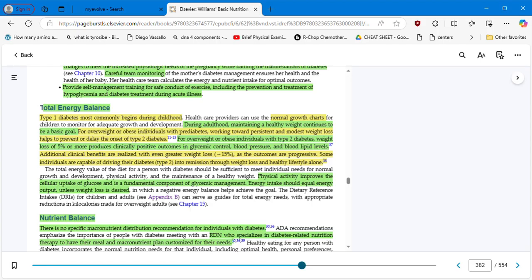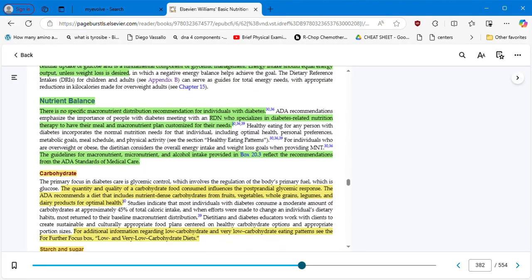You see, so it's one or the other. It's basically better to try to make a balance in your nutritional plan. Physical activity improves the cellular uptake of glucose and is a fundamental component of glycemic management. Energy intake should equal energy output unless energy loss is desired.